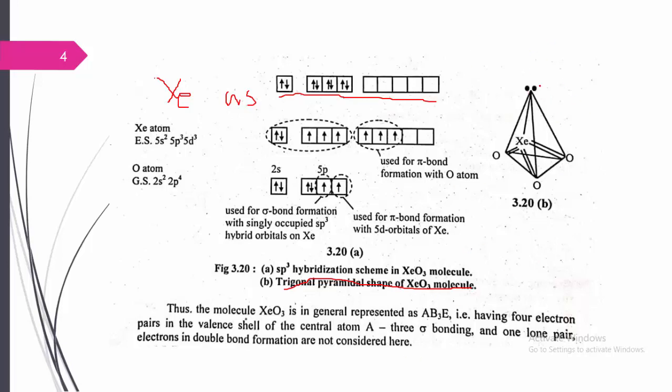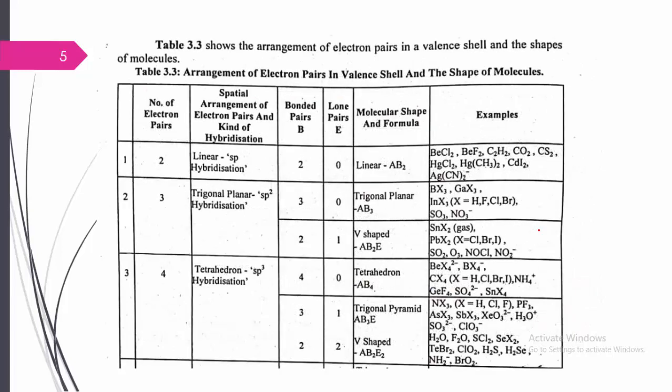Here, having the one lone pair of electrons, it becomes a trigonal pyramidal shape of the xenon trioxide molecule. So this is a very important summary table. Here we can see the arrangement of electron pairs in the valence shell and the shape of the molecules.